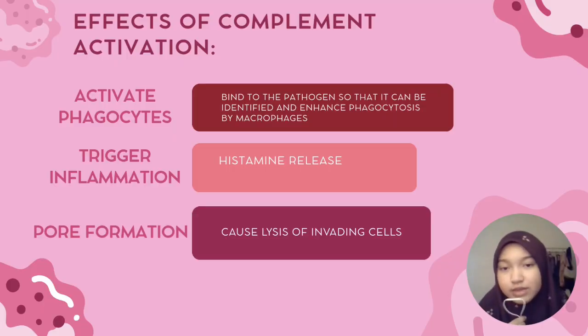There are three effects of complement activation. The first one is to activate phagocytes: it binds to the pathogen so that it can be identified, and enhances phagocytosis by macrophages. Next, it triggers inflammation by releasing histamine. And lastly, pore formation causes lysis of invading cells.